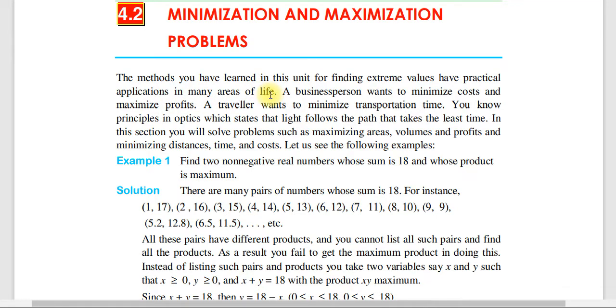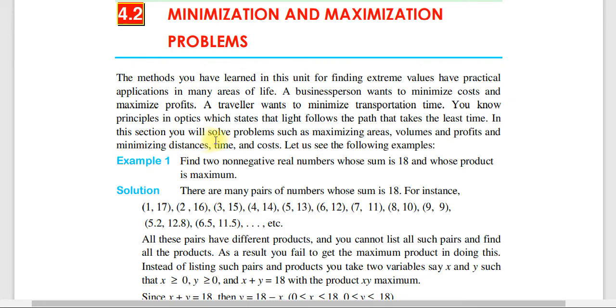Okay? ከዚህ በፊት በpart 1 ስለ extreme value theorem ስናይ ነበር። ያ ማለት absolute maximum እና absolute minimum እንዲሁም relative minimum እና relative maximum የሚሉ ነገሮችን ስናይ ነበር። ስለዚህ እነዚህ ነገሮች real life ላይ እንደምንጠቀማቸው ነው የሚነግረን። ለምሳሌ a business person wants to minimize cost and maximize profits, a traveler wants to minimize transportation time, you know a principle in optics which states that light follows the path that takes the least time.